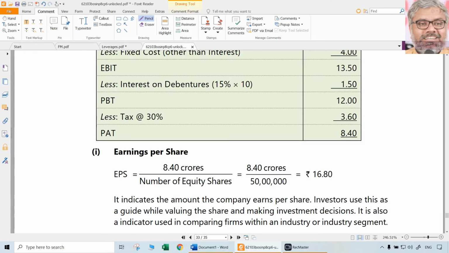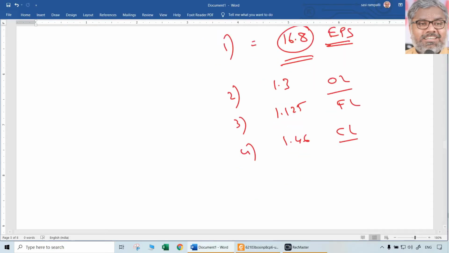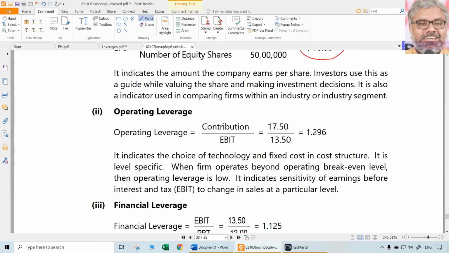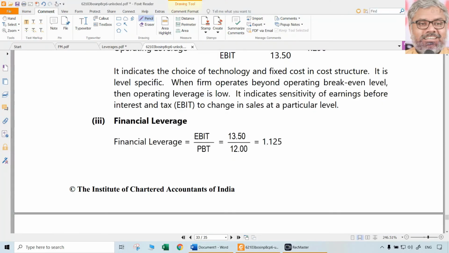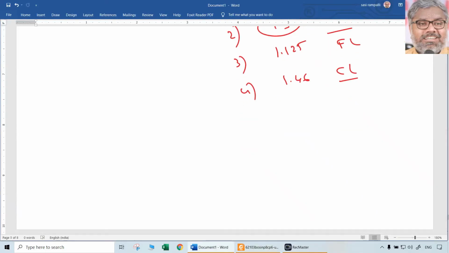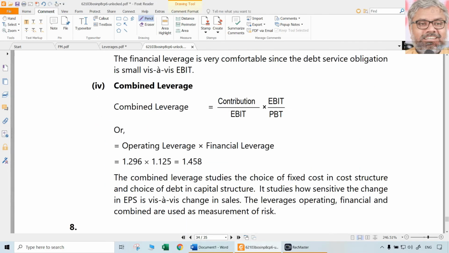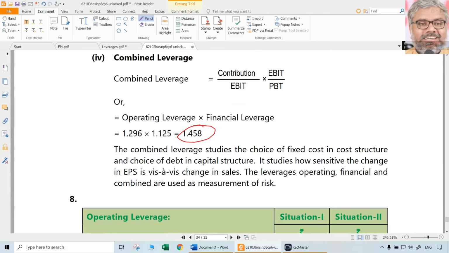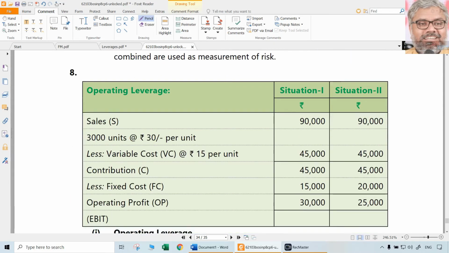So EPS is 16.8. Operating leverage is approximately 1.3. Financial leverage is 1.125. Combined leverage is 1.458, or 1.46. That's it. That was question number 7.